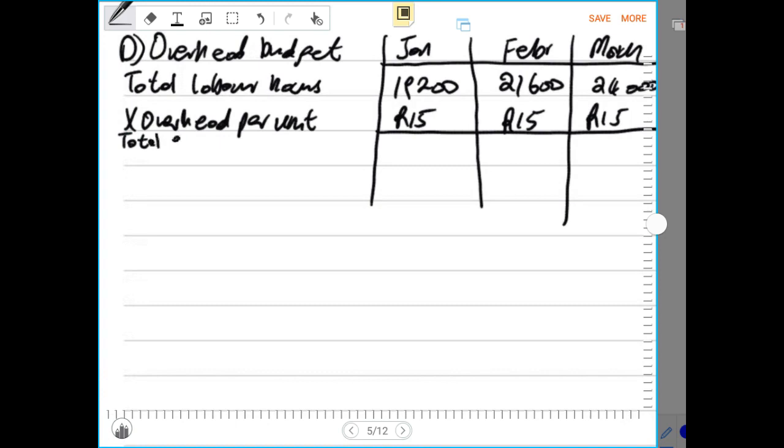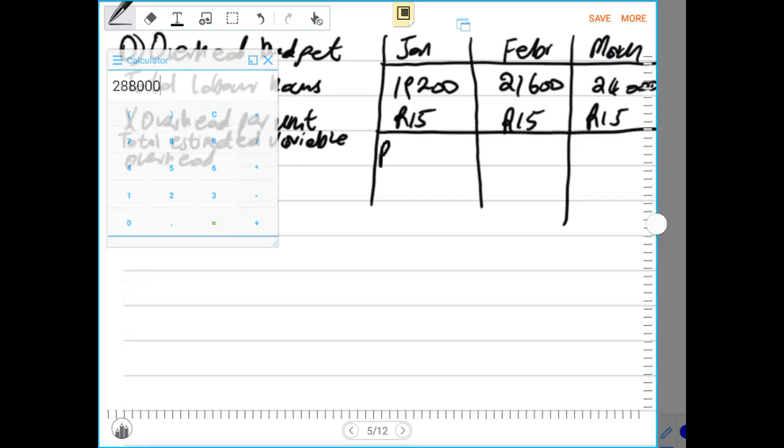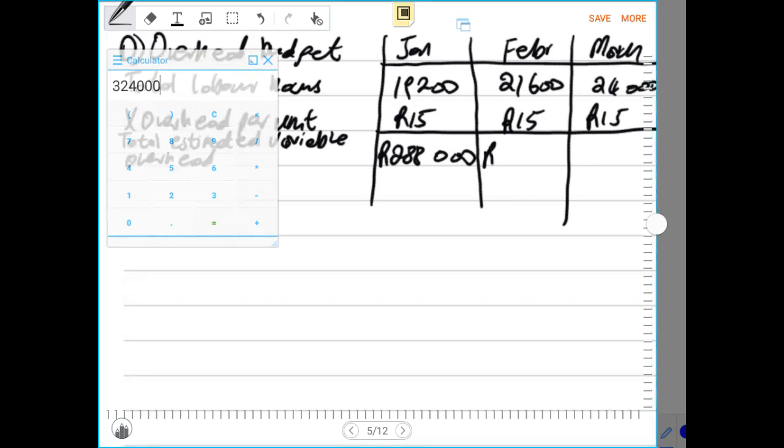Total estimated variable overheads. And that total estimated variable overhead will be 19,200 times 15. That will give us 288,000. 21,600 times 15. That will be 310,... 24,000.